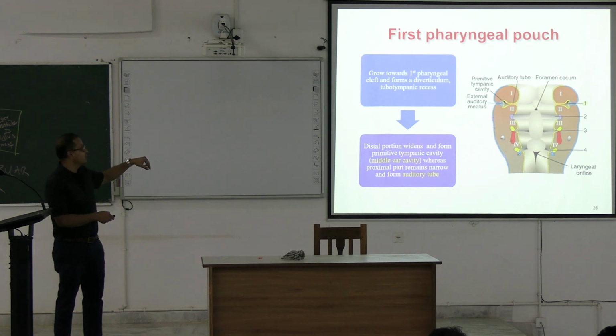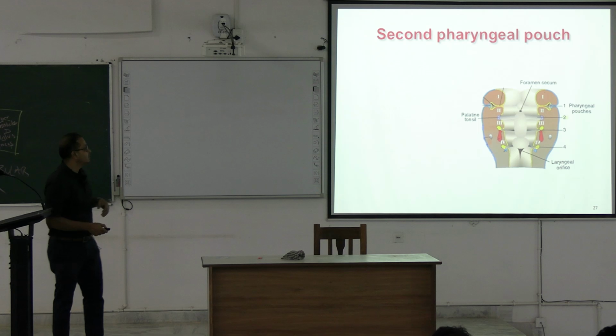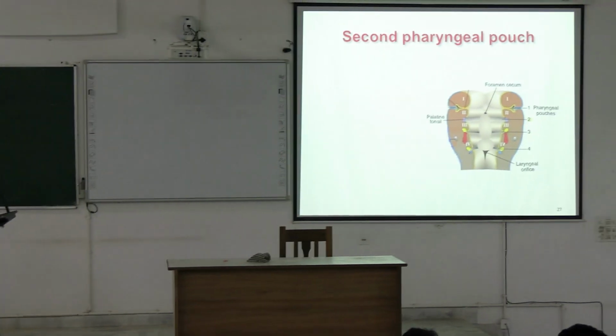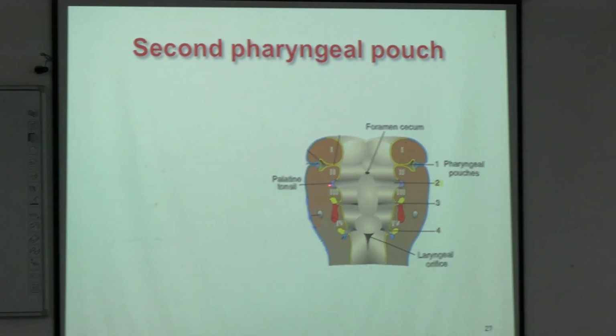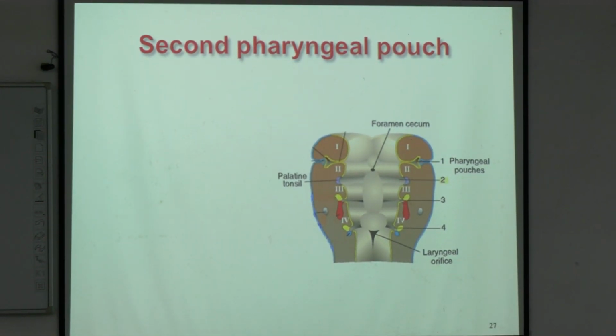From the first pharyngeal pouch, we move to the second pharyngeal pouch. This is easy. The second pharyngeal pouch is this one. It creates a cavity, and this cavity creates a bed. We call it the tonsillar bed. Into this tonsillar bed, lymphoid tissues get in, aggregate there, and create the tonsil. So the fate of the second pharyngeal pouch is easy. It forms the tonsillar bed into which the tonsil develops.